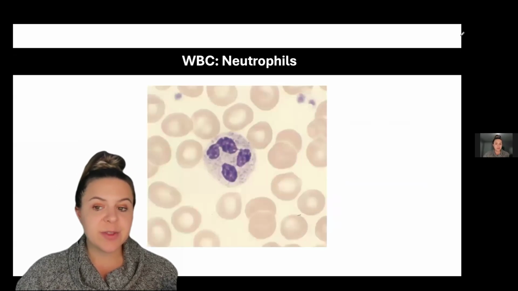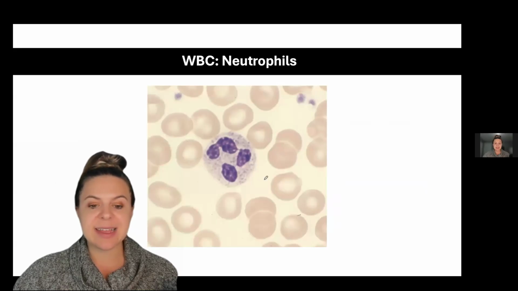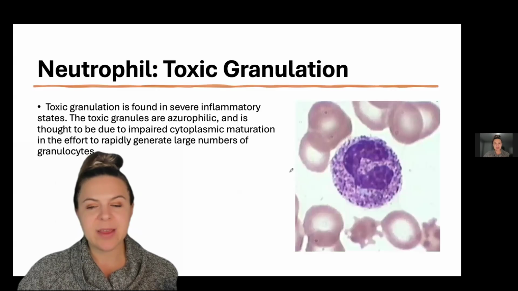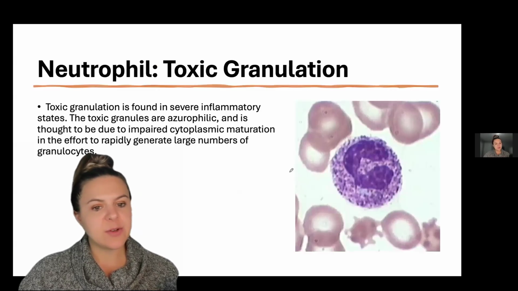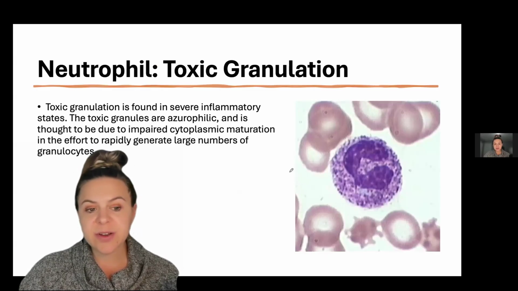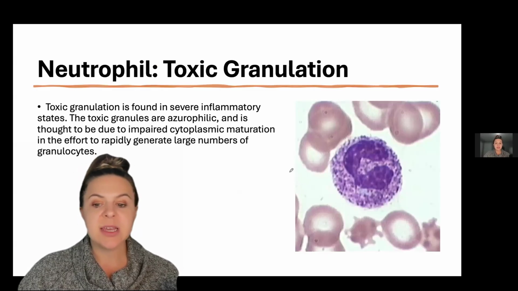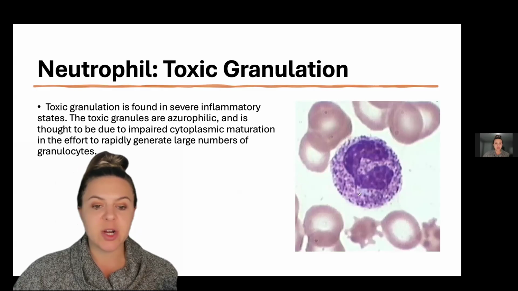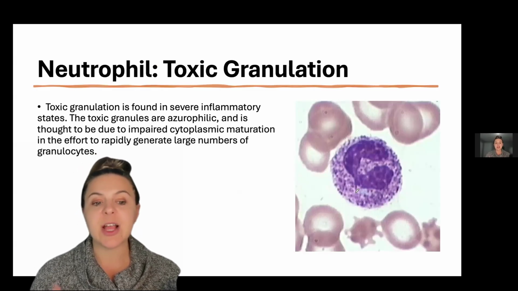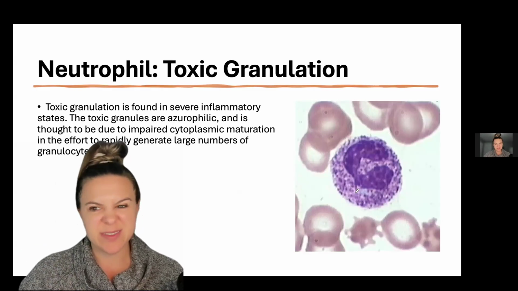This is what our neutrophils would look like histologically. We can see the different nuclei that have the different lobes. One thing to remember with neutrophils is that we have something called toxic granulation that can occur, and this is a severe inflammatory response. The toxic granules staining much darker is often due to impaired cytoplasmic maturation because the bone marrow is trying to generate a large number of granulocytes relatively quickly.